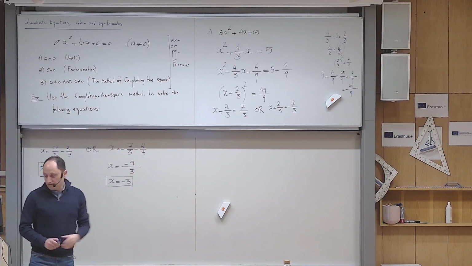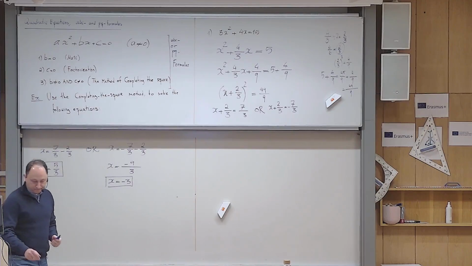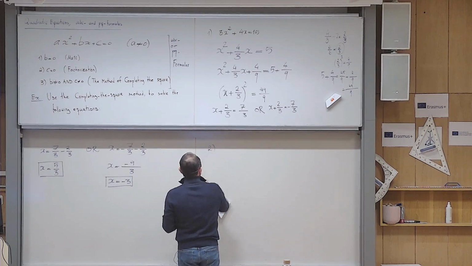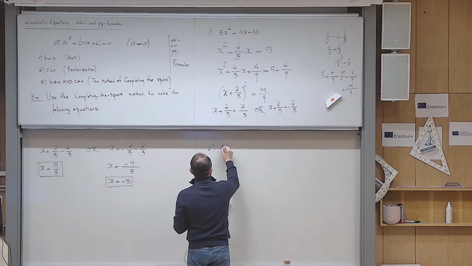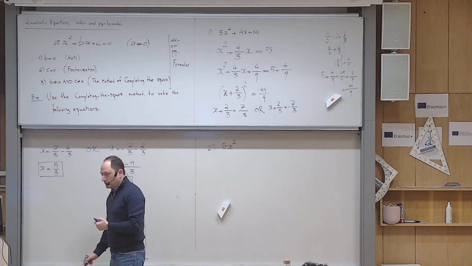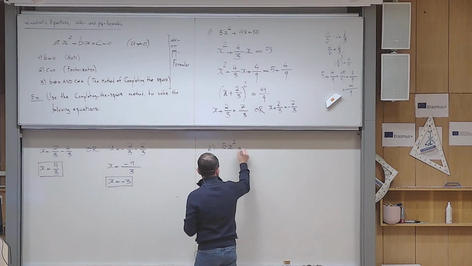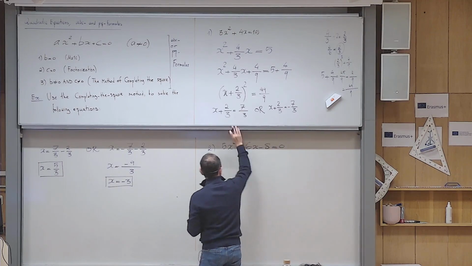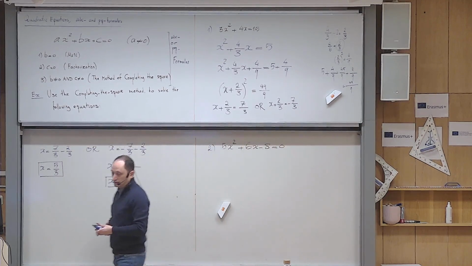The same story, but for this one. Number two. So 5x squared plus 6x minus 8 equals 0. I want to wait for you again.